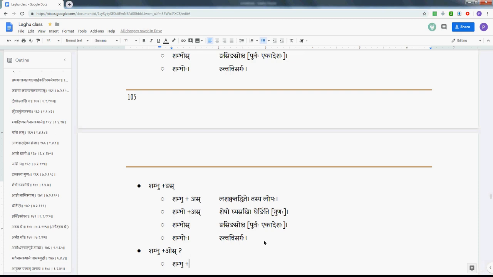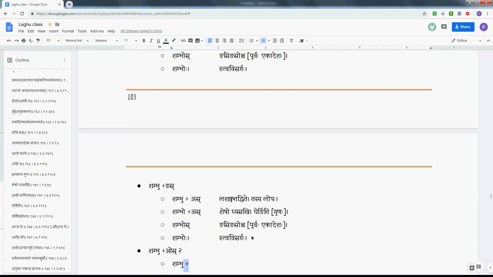So what will happen here? Shambhu plus Os. Here ikoyanachi applies: for guru, gurvoho ya yanadesha. So by ikoyanachi, the adesha is vakara. So we will get Shambhv plus Os.